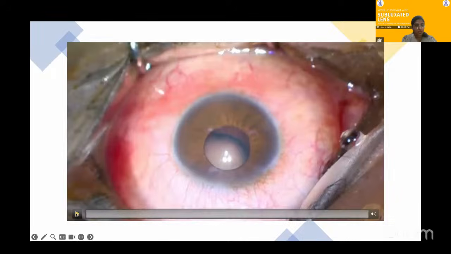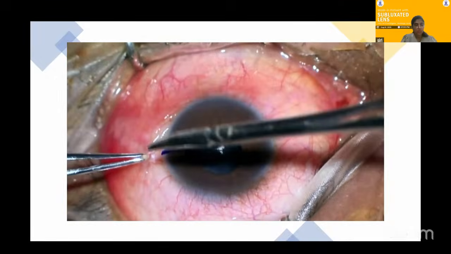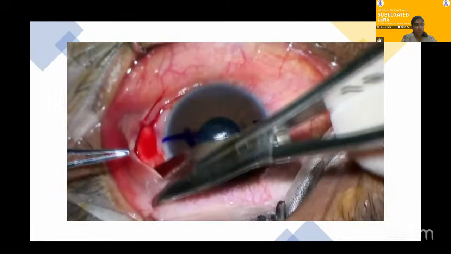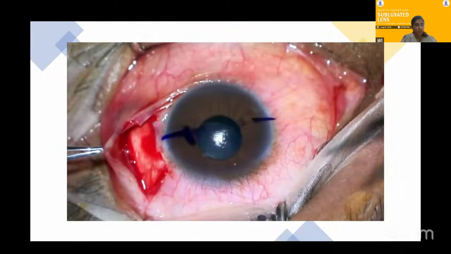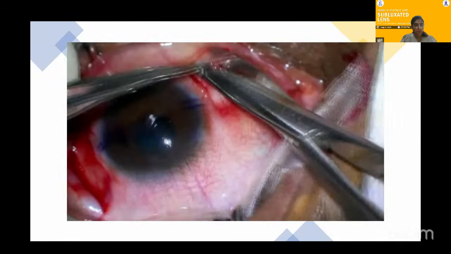So here's a surgical video. The limbus was marked at the 3 o'clock and 9 o'clock positions using the Mendez ring. Localized temporal and nasal conjunctival peritomies were performed. Meticulous cautery was performed after that to achieve adequate hemostasis.